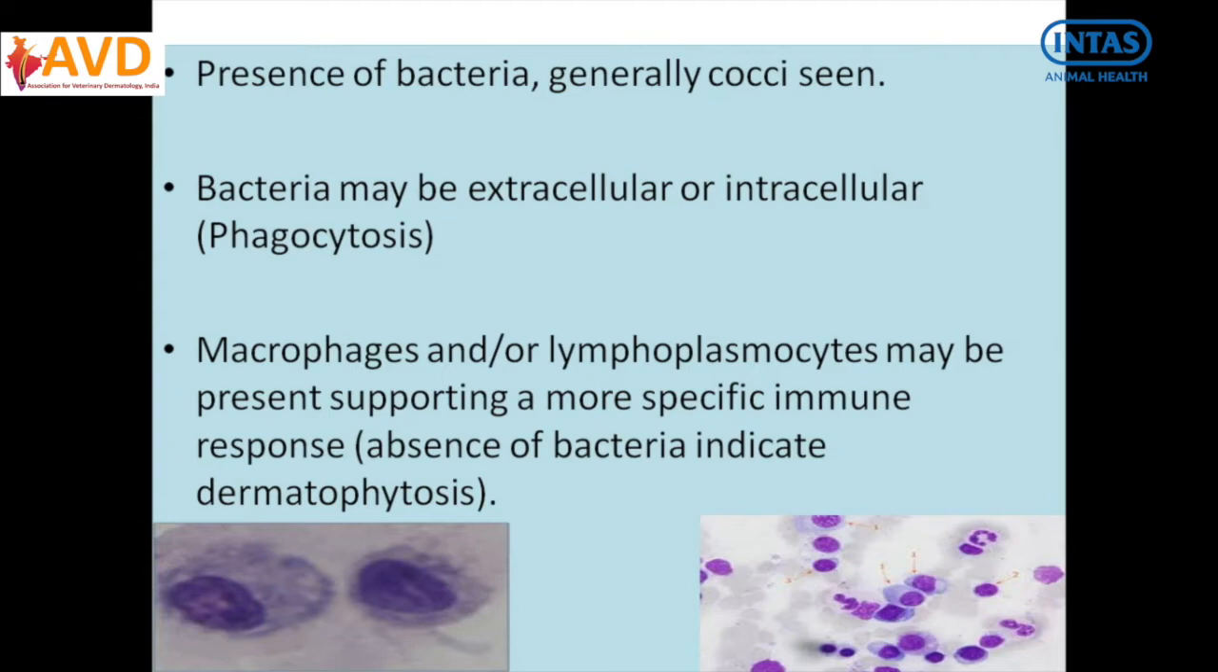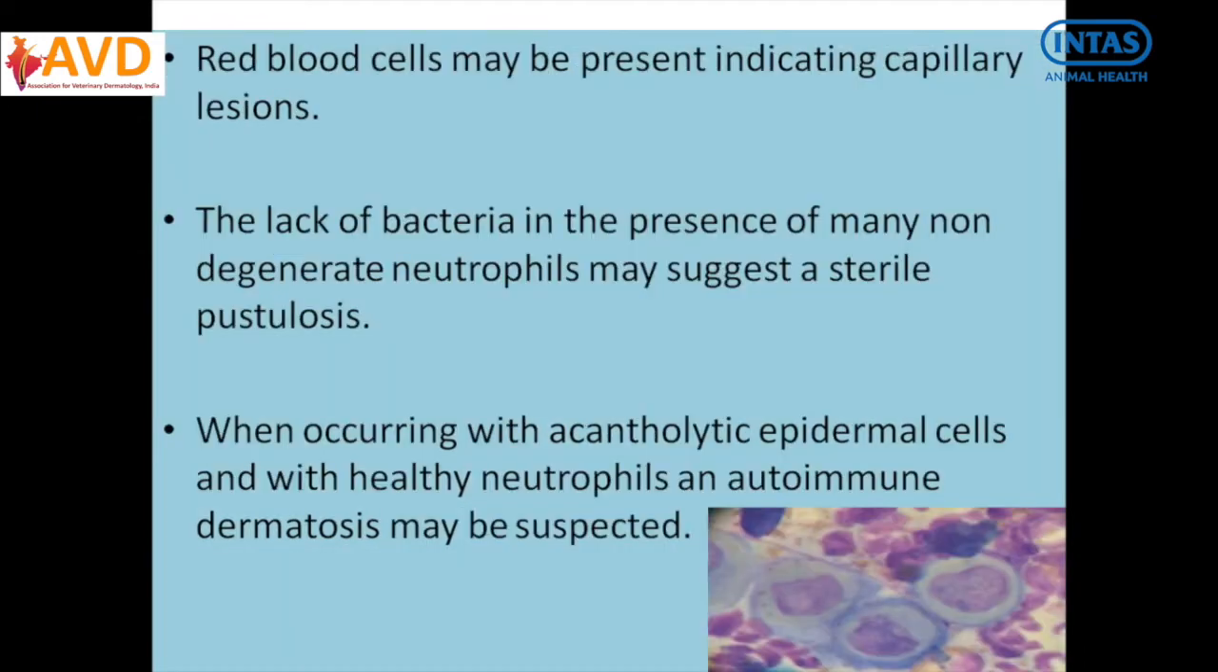In such cases, you can see macrophages and lymphoplasmacytes in the smear, and RBCs can be seen, especially in the case of bleeding lesions. Lack of bacteria in the presence of many non-degenerate neutrophils can suggest a sterile pustulosis. Especially, you can suspect a dermatophytosis also, where there are many non-degenerate neutrophils with the absence of bacteria. And when occurring with acantholytic epidermal cells and healthy neutrophils, an autoimmune dermatosis may be suspected. Acantholytic epidermal cells are very large and polygonal in shape. When these cells are seen with healthy neutrophils without any bacteria, you can suspect an autoimmune dermatological condition.